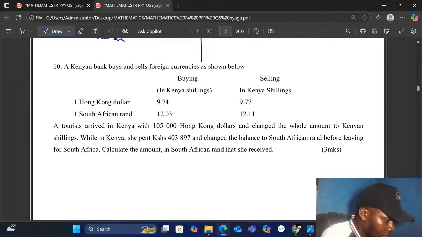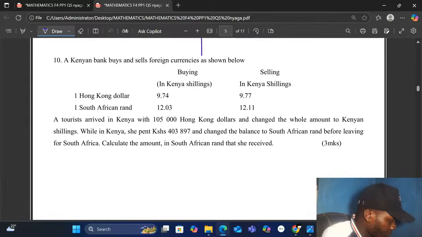Now there is this tourist who arrived in Kenya with 105,000 Hong Kong dollars and changed the whole amount to Kenyan shillings. Then while in Kenya, she spent 403,889 Kenyan shillings and changed the balance to South African rands before leaving for South Africa. Calculate the amount in South African rands that she received.